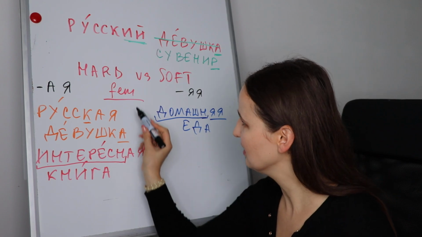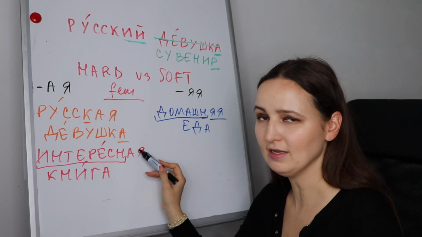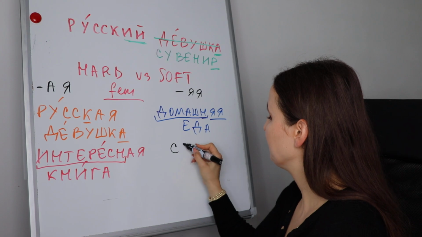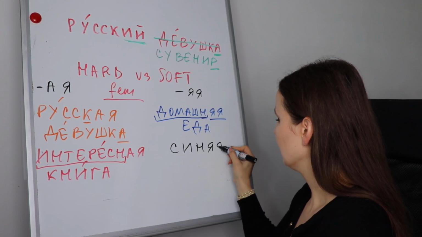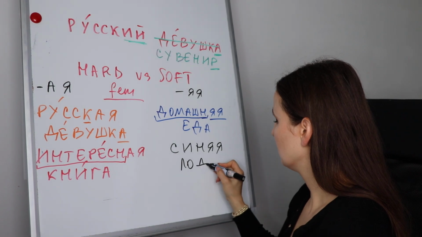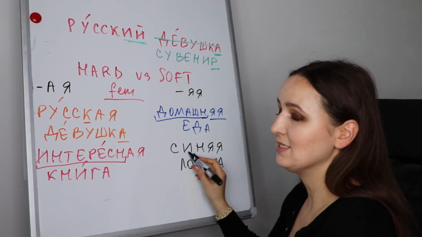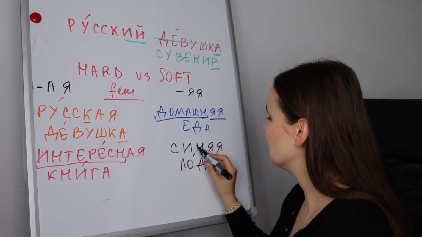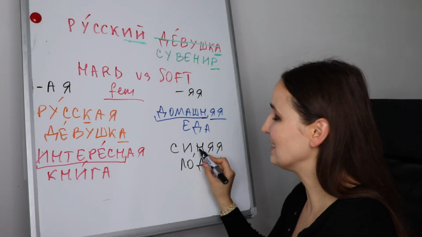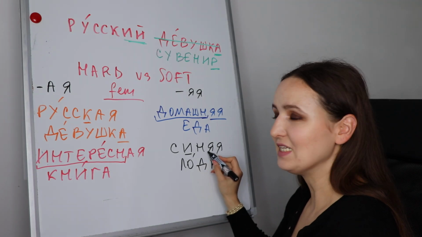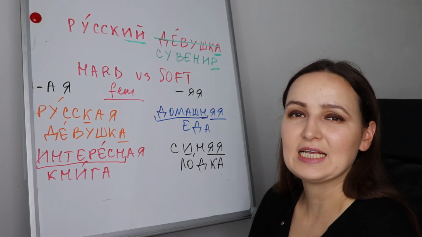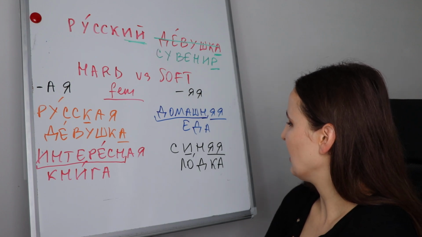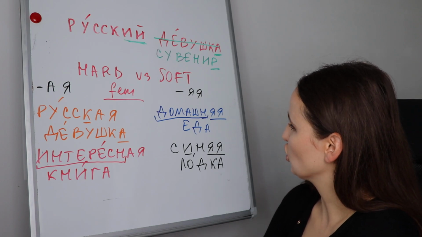So this is hard n, hard adjectives. The ending is ая. And with soft n is синяя лодка. Лодка. Синь, синяя, синь is soft. We have ь here, синь. And we would add яя, синяя, синяя лодка. Очень хорошо. Пойдем дальше.